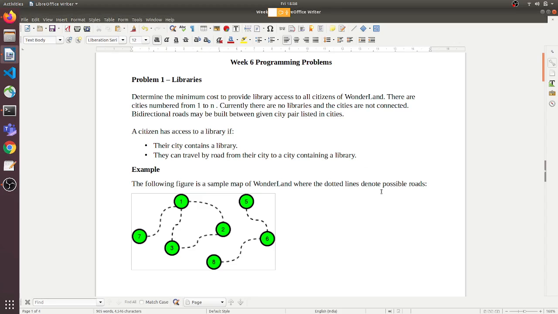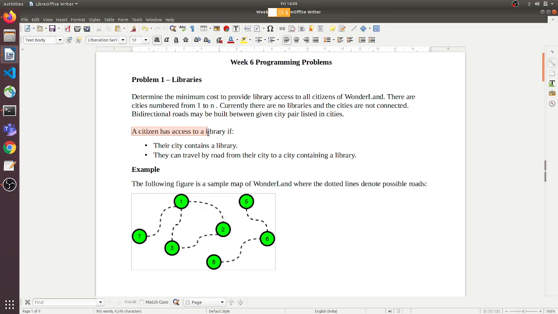Okay, so it says that there are n cities numbered 1 to n, and currently they are not connected with each other, and there are no libraries in any city. Now we need to provide access to a library from all the cities. We can either construct a library in a city, or we can build roads between the cities so that people from another city can access the library in a different city. So that's what it says.